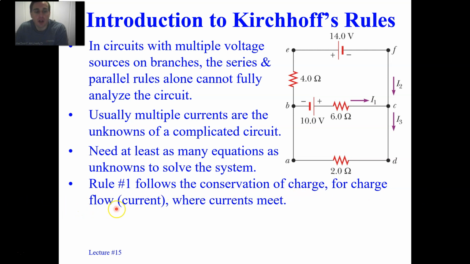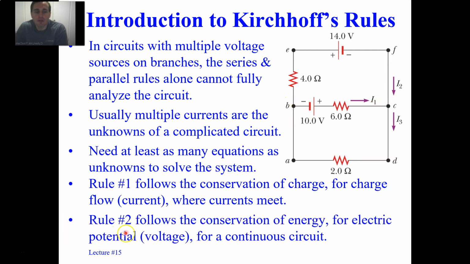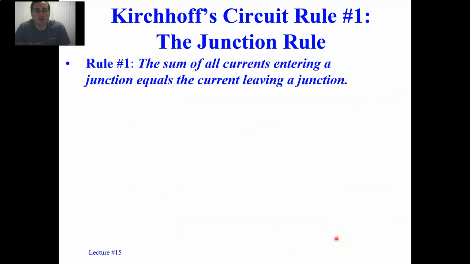For charge flow, that is electric current, where electric currents meet. So we're going to look at some rules about these junction points where currents either split up or recombine. And then rule number 2 is going to follow the conservation of energy for electric potential, that's voltage, for a continuous circuit.